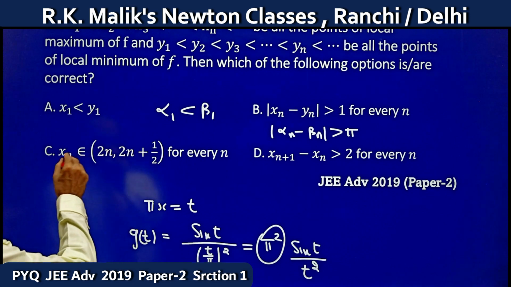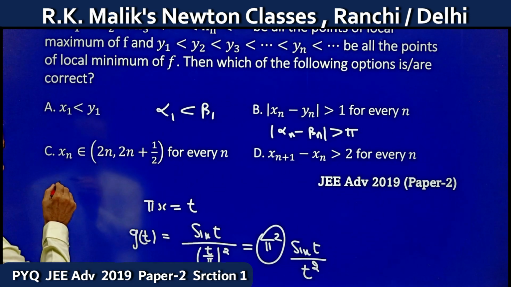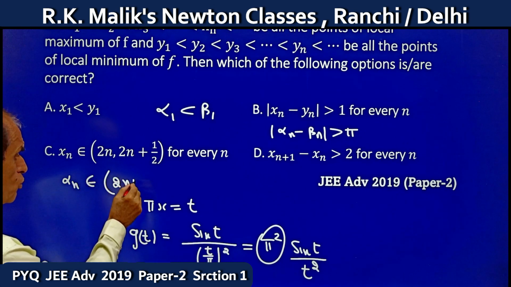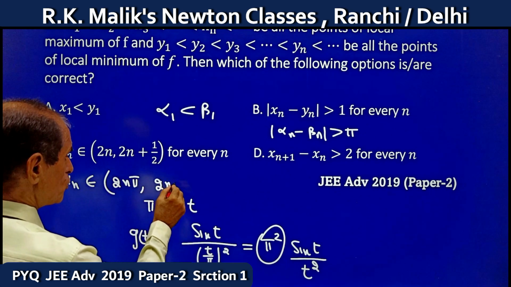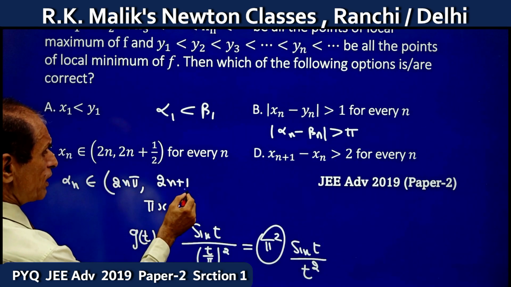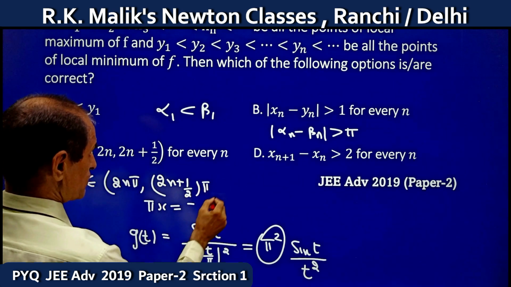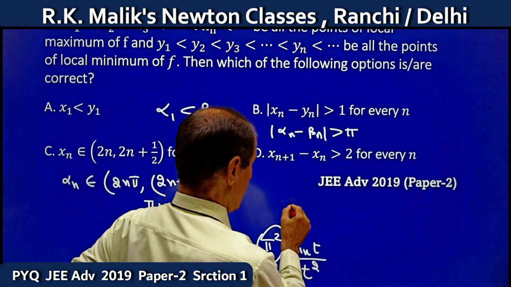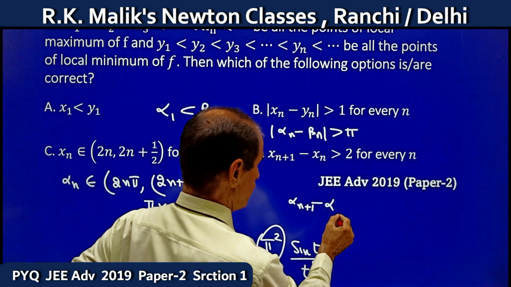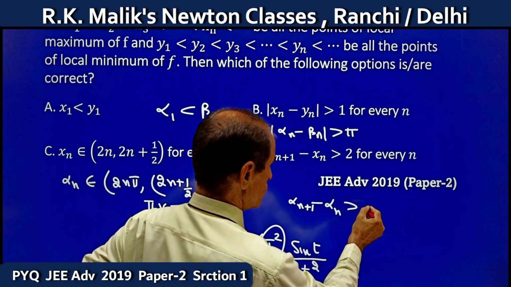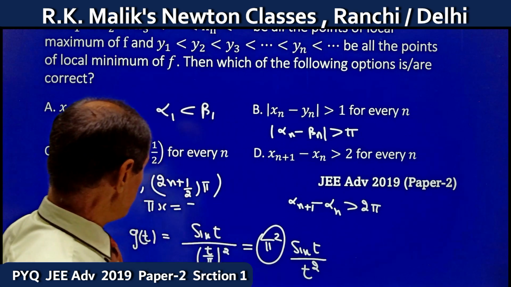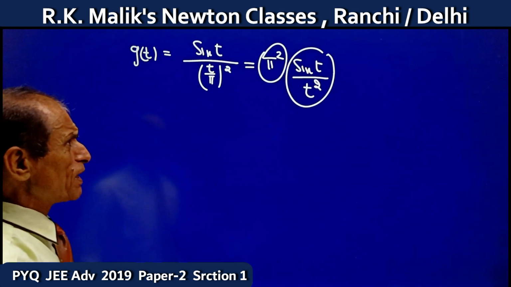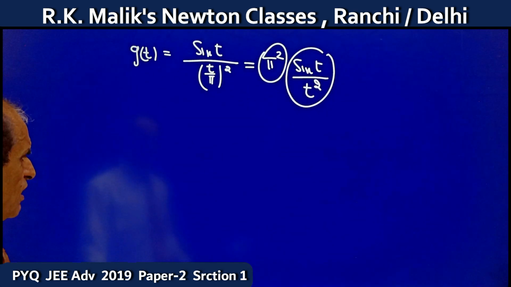To check this, multiply by pi: alpha n belongs to 2n pi to (2n plus 1)/2 into pi, and multiply the whole by pi. This will give you alpha n plus 1 minus alpha n greater than 2 pi. And for simplicity, I will deal with only this function, because multiplying by pi square doesn't make any difference.